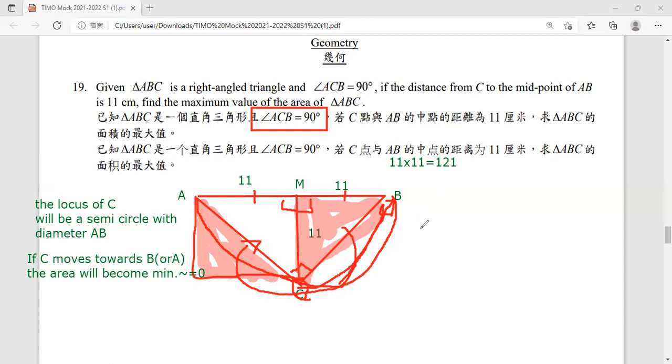Yes, it's a 9. It becomes a 9 if you drag C towards A, B. If you cannot imagine, it will become something like this one. Oops. It will become something like this one. Okay. What is the area of this one? Very small, towards 0. Yes, it will approach 0.